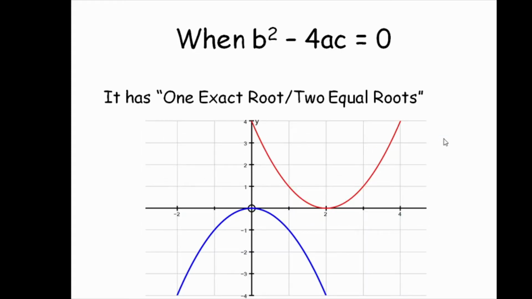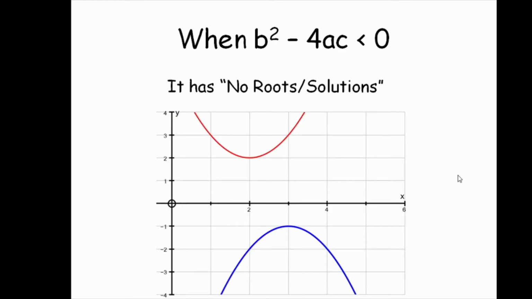When the discriminant is equal to 0, then we say that it's got one exact root or two equal roots. So depending on the wording, it means that. What that basically means is that the line or the x-axis will touch or intercept the curve at one distinct point. So here the red line has one equal root at 2 and the blue line has one distinct root at 0.